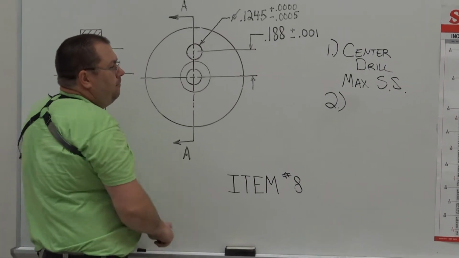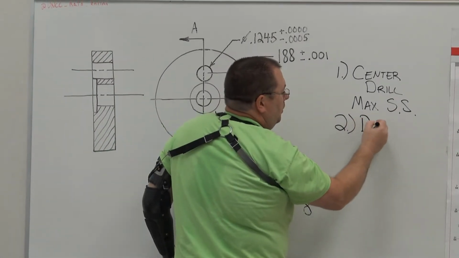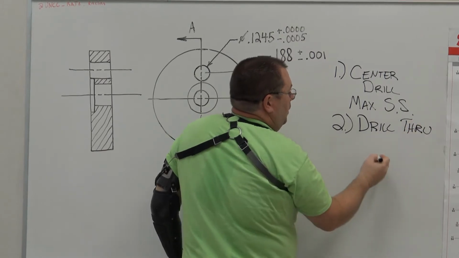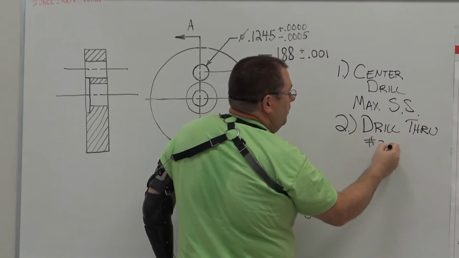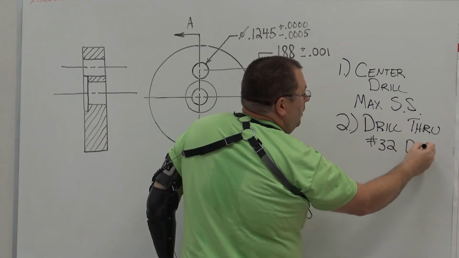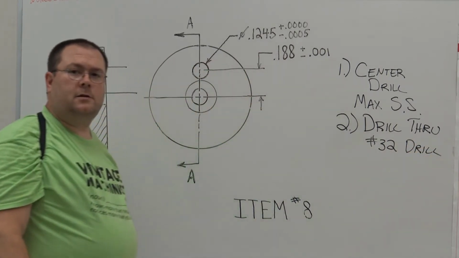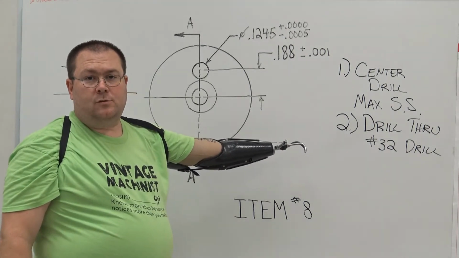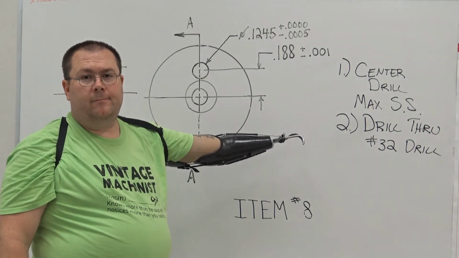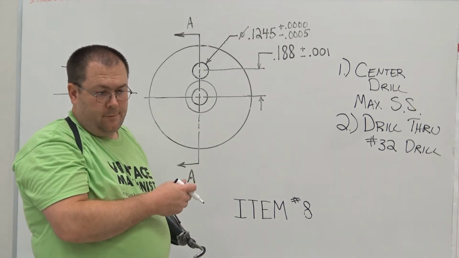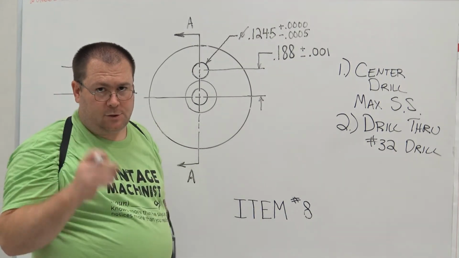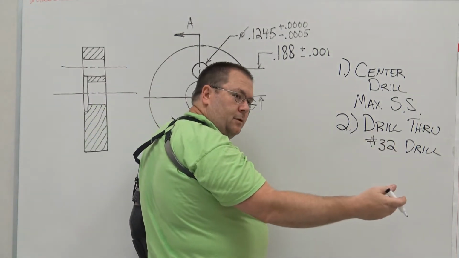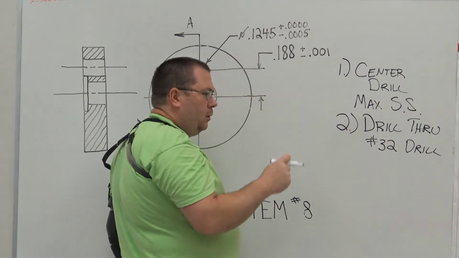So our next step is going to be drill through with a number 32 drill. We can do the math for our spindle speed. 400 divided by the diameter of that drill, which is 116. And if you look at it and do the math, you're going to be way faster than what we can reach on the machine. So we're going to run at max spindle speed. Cutting oil. Remember, cutting oil every time.